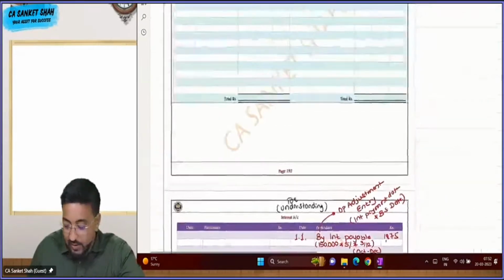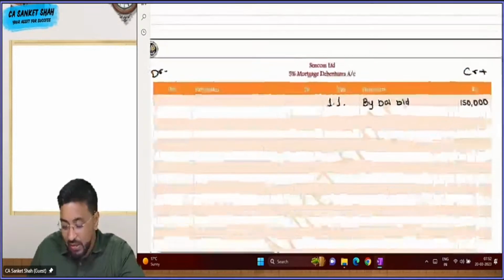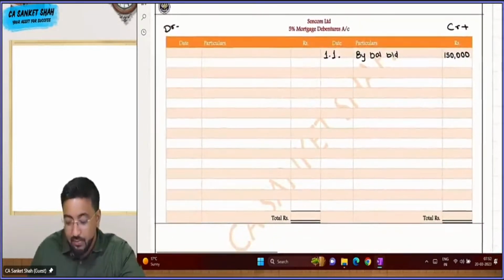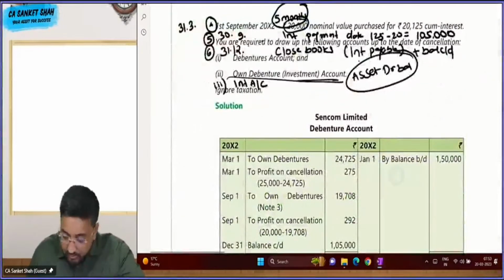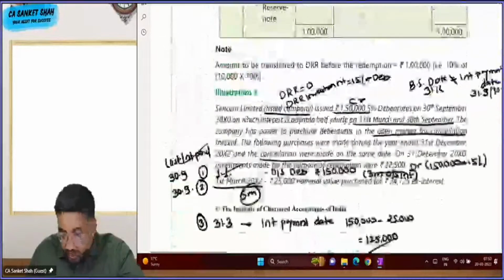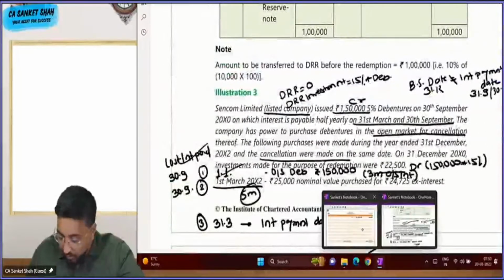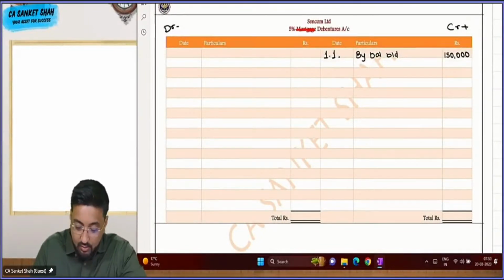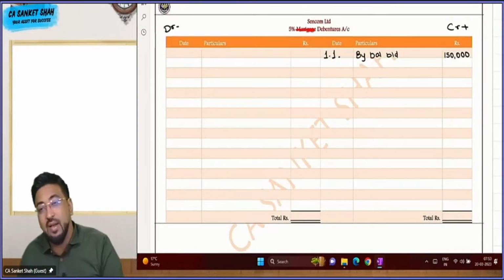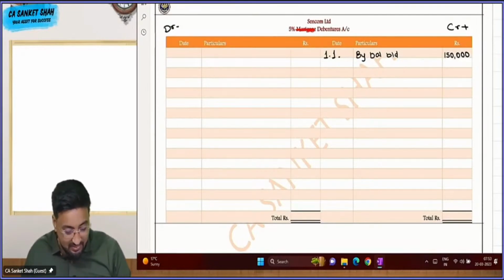सर मॉर्गेज डिवेंचर नहीं लिखा तो भी चलेगा. Normally debentures we write as mortgage debentures only. You can write only debentures, beta. ठीक है, mortgage शब्द नहीं लिखा तो भी चलेगा. Don't get confused in mortgage debentures. हाँ ठीक है, 5% debentures, no problem.